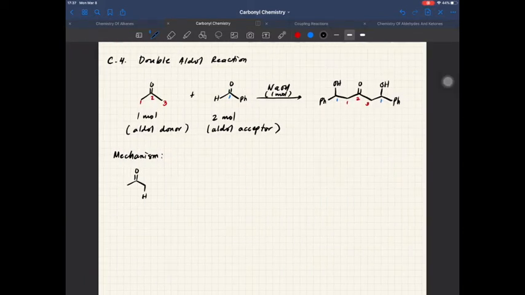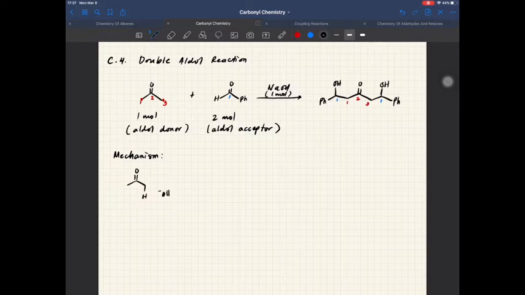The next thing is we also have what we call the double aldol reaction. So how is the double aldol reaction done? It is done by having 1 mole of aldol donor and 2 moles of aldol acceptor. So this double aldol reaction will have 2 nucleophilic sites. We have carbons 1 and 3, and these 2 nucleophilic sites will react with your electrophile, or your aldol acceptor.